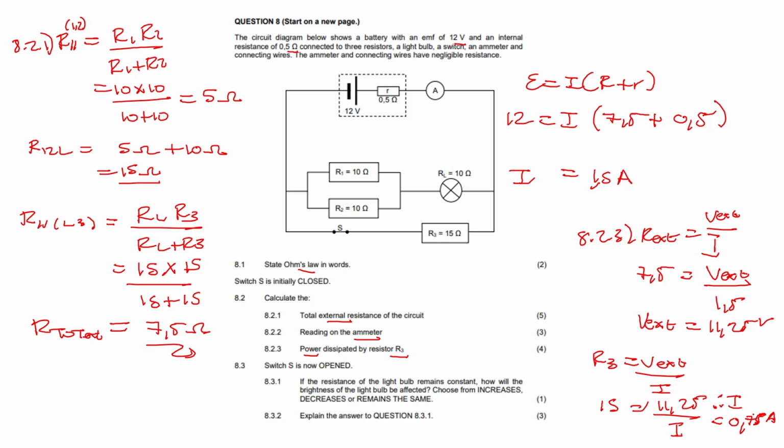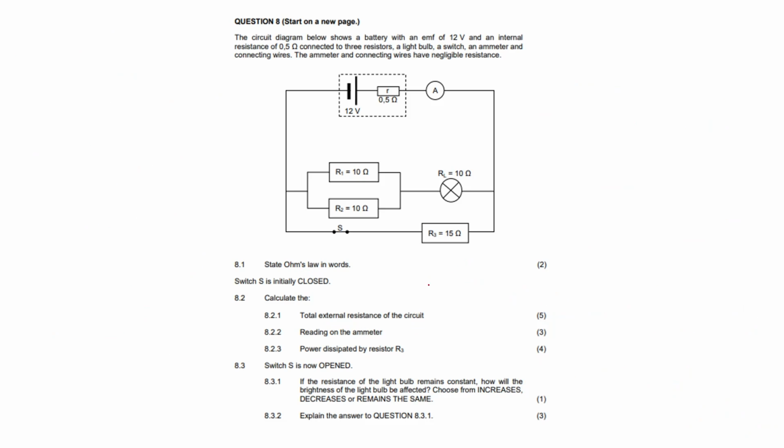So 0.75 amps. But I'm still not done because they asked for the power at resistor R3. So now the power is equal to current squared times resistance. I'm just using that formula. So the current is 0.75 squared, and the resistor is 15, and that gives me 8.44 watts. Okay, so now I'm just going to clear the screen to do the final answer.